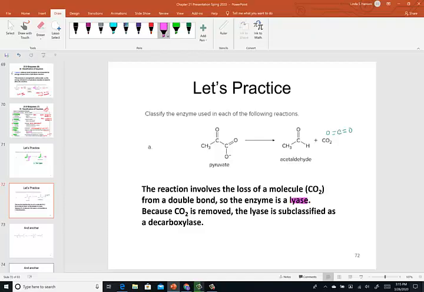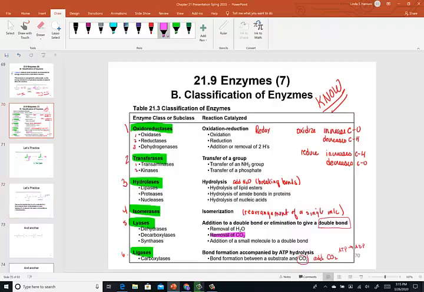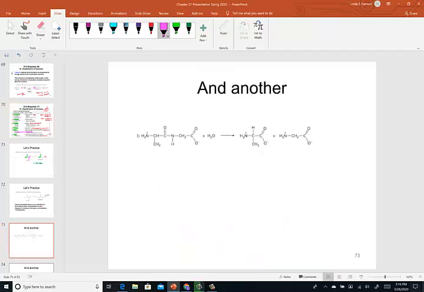Because carbon dioxide was removed, it was subclassified as a decarboxylase. Did you see that? A decarboxylase. We had highlighted that right here. It was a lyase, subcategory decarboxylase. It removed a carbon dioxide. Yep, we got to know that. It takes practice, doesn't it? How about another?